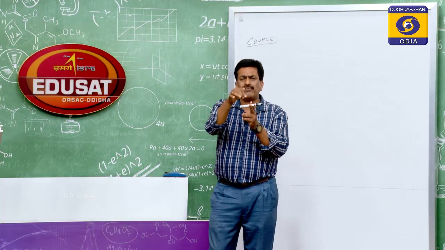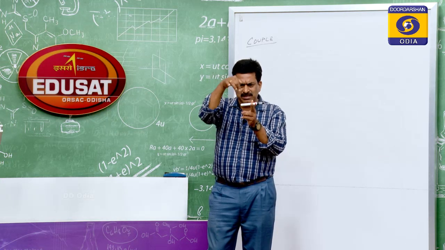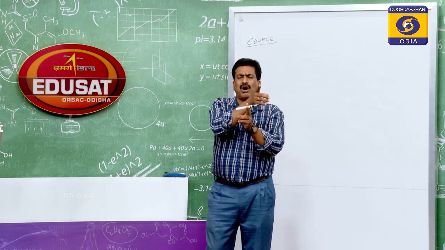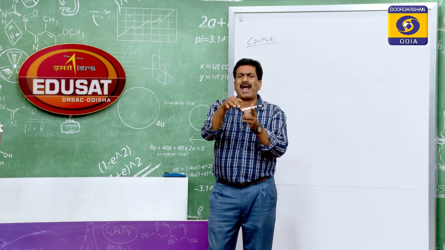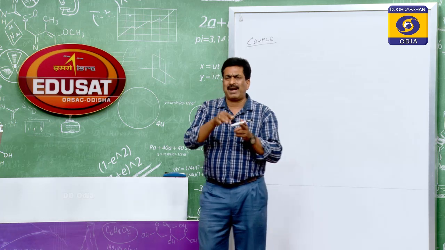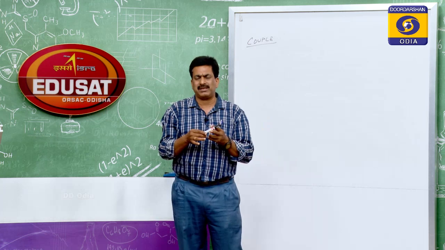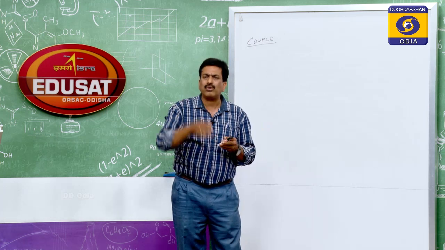So, when two forces act, this is my acting force and this is the opposing force. When these two forces act on the same line of action in different directions, that will make the body rotate.